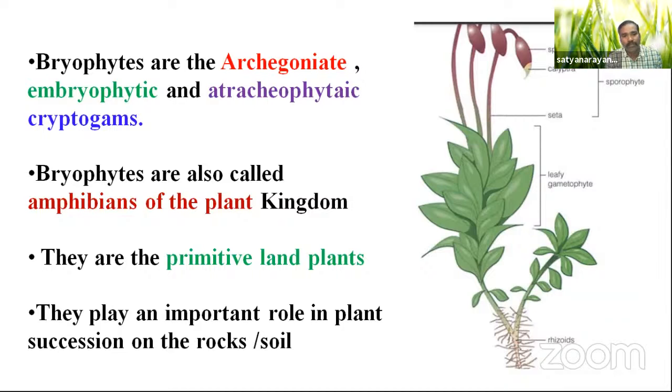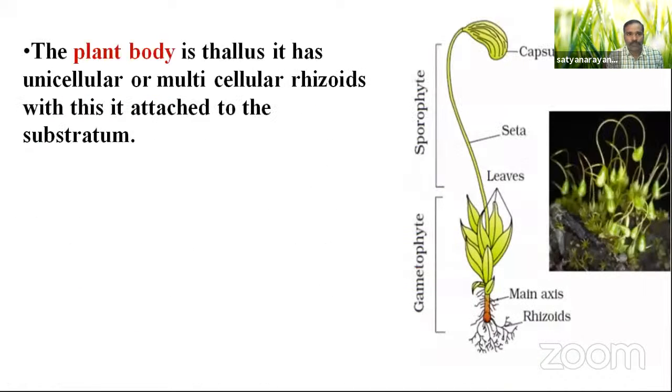To form the soil, they are required. So economic importance is also there. First, primitive land plants, atracheophytic and embryophytic plants, have been placed in Bryophyta. Now, if we see their structure, the plant body is called thallus. We already learned what is thallus.